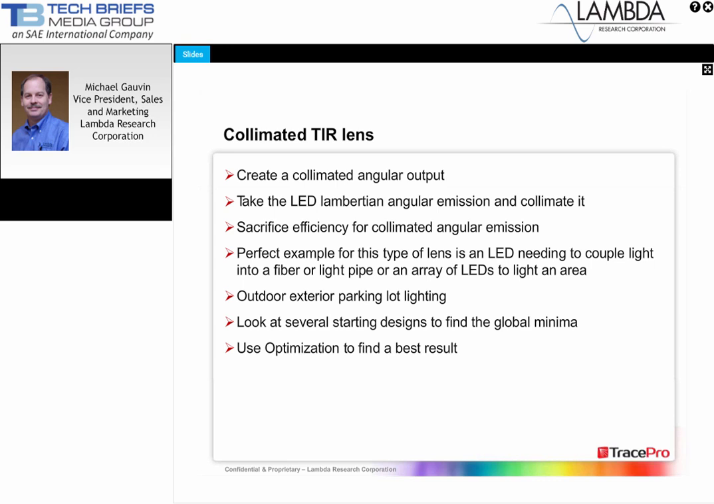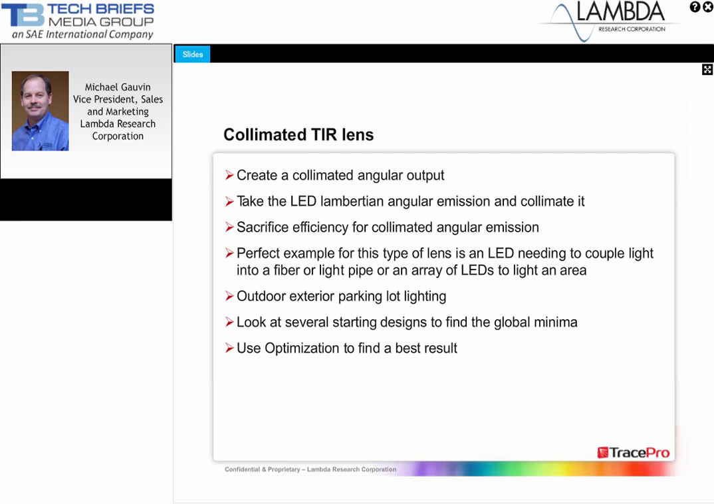Once again, we're going to take that LED Lambertian angular emission and try to collimate it. We're going to sacrifice efficiency if we need to, to get that collimated angular output. And this lens is perfect for trying to couple light into a fiber, going into a light pipe to do some type of mask to show some information to, say, an automotive driver or someone using a piece of machinery. And of course, we can do this with a whole bunch of LEDs, so we create an array of them to light up an area like a parking light or something where hundreds of LEDs will be beneficial.